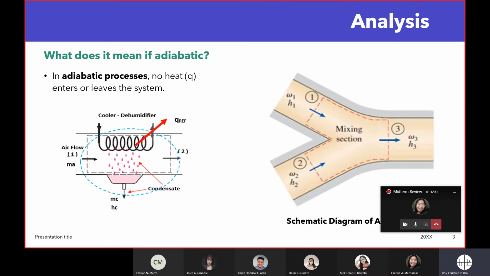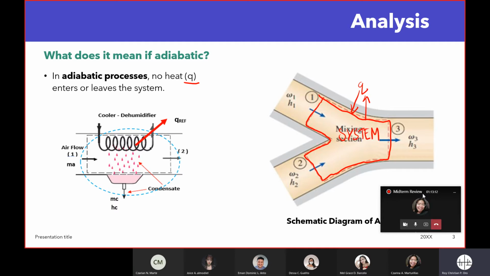So, what does it mean if a process is adiabatic? In an adiabatic process, no heat enters or leaves the system. Heat is signified by the letter Q. If we look at the schematic diagram of an adiabatic mixing process, we see the system, which has boundaries shown by the dashed lines which I am tracing right now. As you can see, there is no Q, no heat going in or out of the system. So this is the system inside.